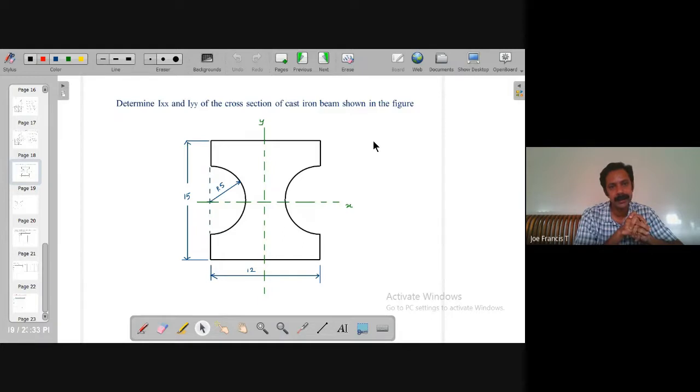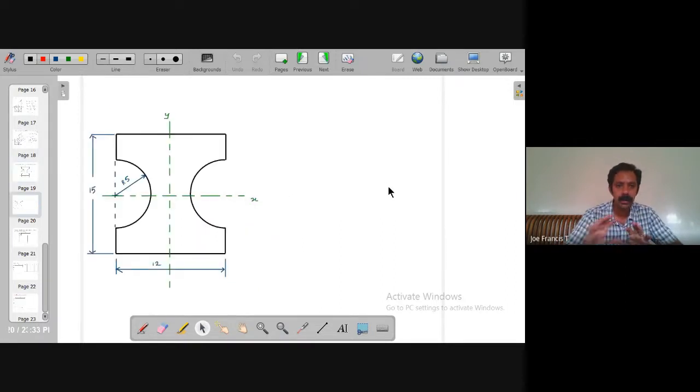Determine Ixx and Iyy of the cross section of a cast iron beam shown in the figure. So this is a cross section of a cast iron beam, and the dimensions are given. The axis is also given to you. So you are asked to find the moment of inertia Ixx and Iyy. So I've redrawn that figure again.